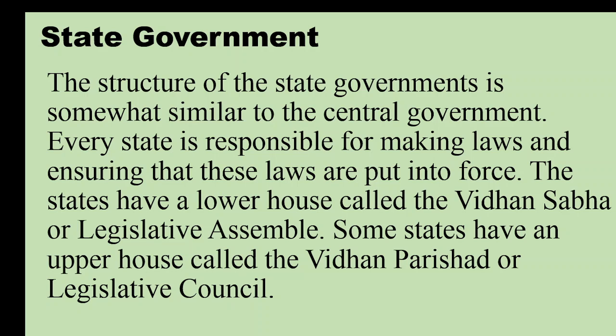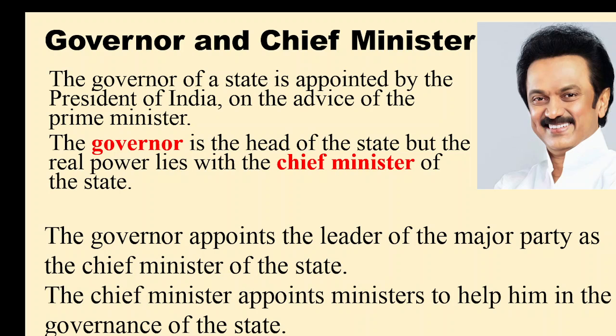Now, who is he? Yes, he is the Chief Minister. Now we are going to learn about the important persons who head the state government. The first one is the governor. The governor of the state is appointed by the President of India on the advice of the Prime Minister. The governor is the head of the state, but the real power lies with the Chief Minister of the state. The governor appoints the leader of the major party as the Chief Minister of the state. The Chief Minister appoints ministers to help him govern the state.